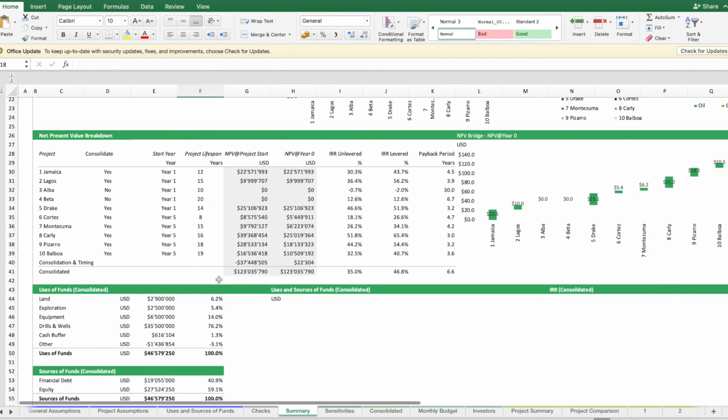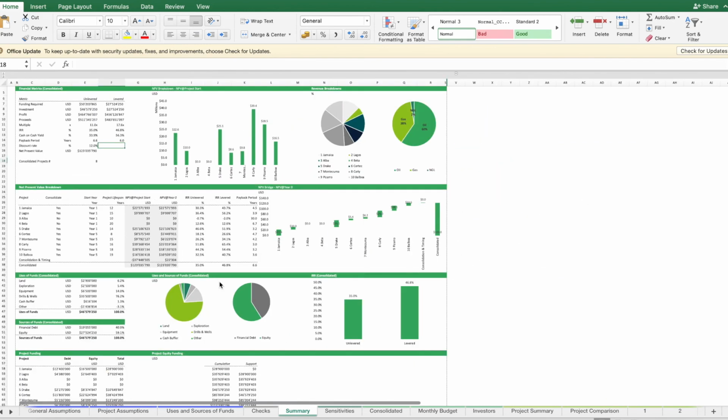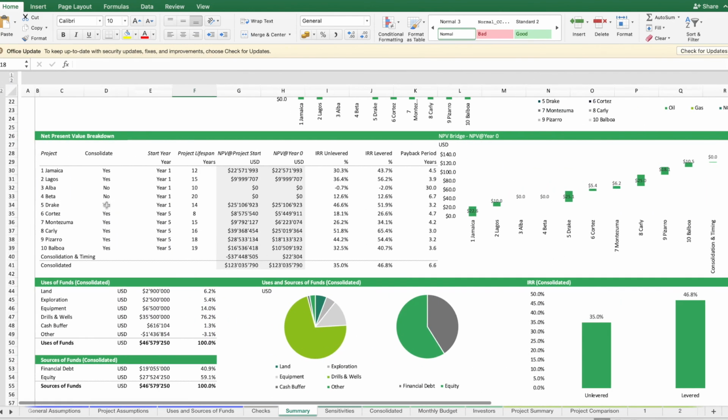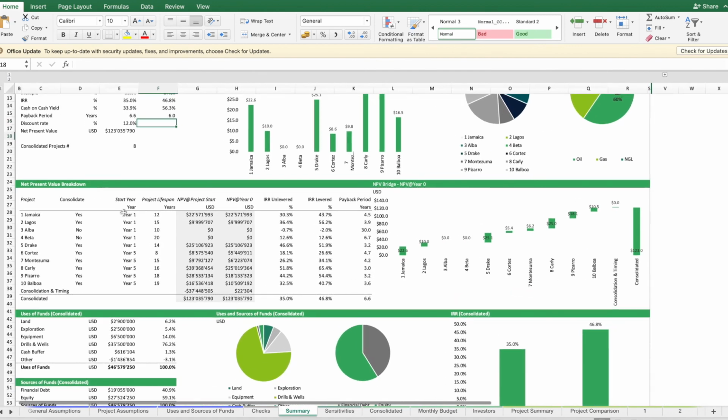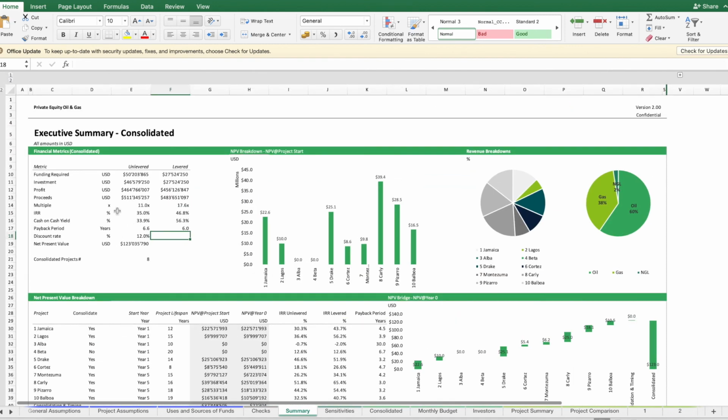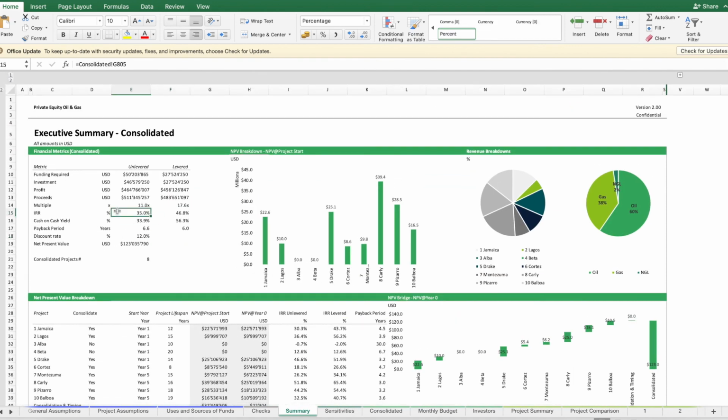So I hope this gave you a good overview of what this model template can do. It's a complex model, but it's also quite useful if you really have to deal with a project portfolio and you need to run simulations on which projects to include or exclude, and obtain a more solid understanding of your business plan. So I hope this walkthrough was useful.